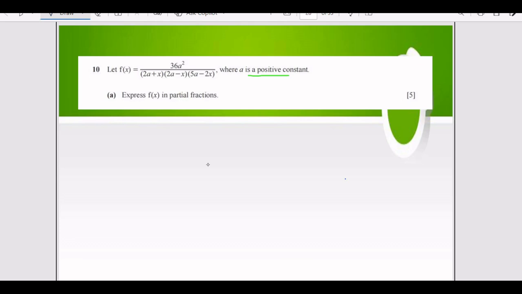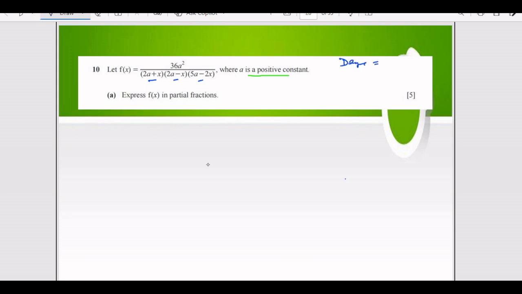Let f(x) equal 36a squared over (2a plus x)(2a minus x)(5a minus 2x), where a is a positive constant. As you can see, we have another constant here, which is a. We do not have a definite value, but we will follow the same procedure for that. As you can see, we do not have any linear functions here. As I told you, we need to look at the degree.